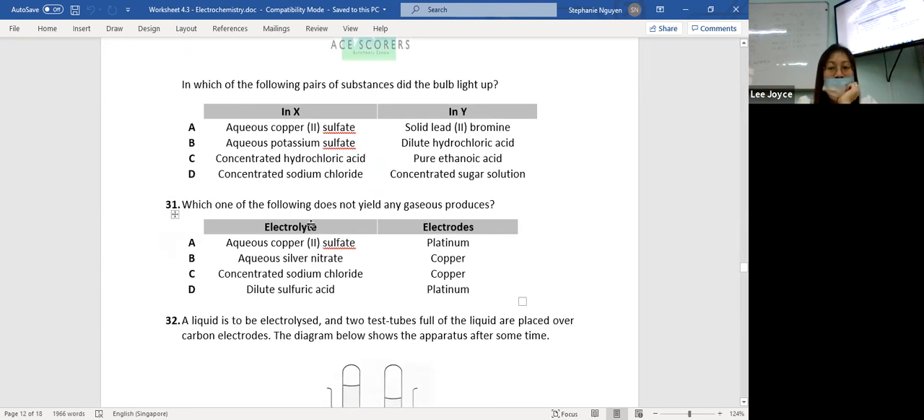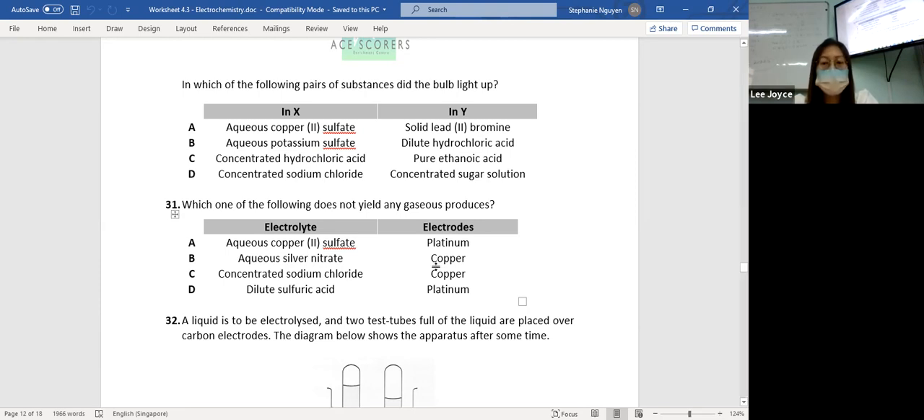Gaseous products. When we use active electrodes, by now you should know that most of the time you will not get any gaseous product, because if you use active electrodes, the anode will definitely get depleted. It will be oxidized. Okay, then what about the cathode?